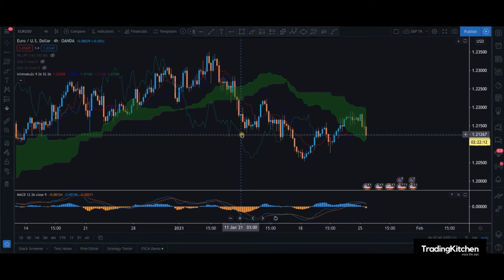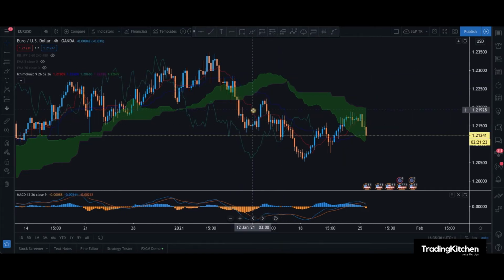So, how to read the ICHIMOKU cloud trading system? For many traders, ICHIMOKU could seem complicated and harder to understand, but believe me, once you get familiar with how to read the charts, you will find a lot of great trading signals. First of all, in the ICHIMOKU cloud you can find the cloud, obviously, which is the green part. We'll explain later what the cloud means.